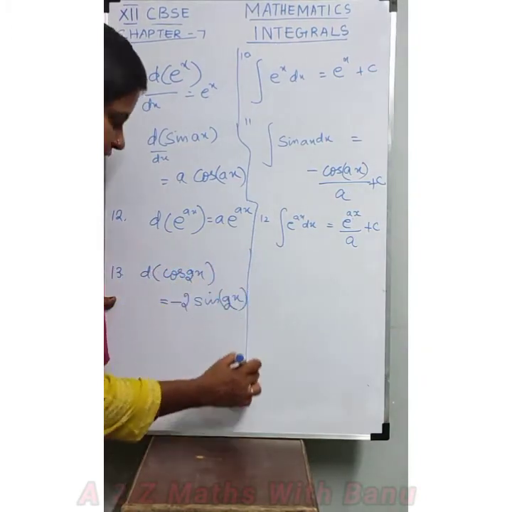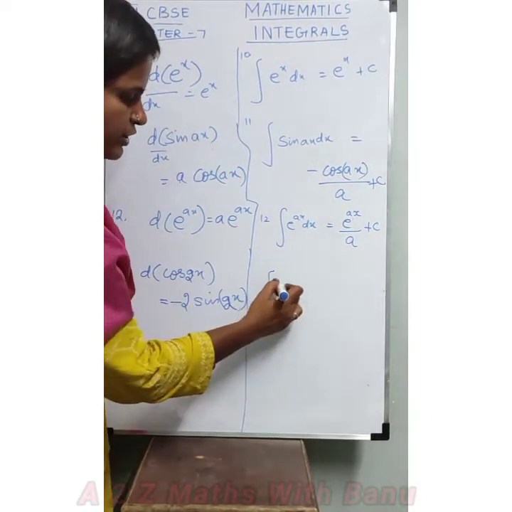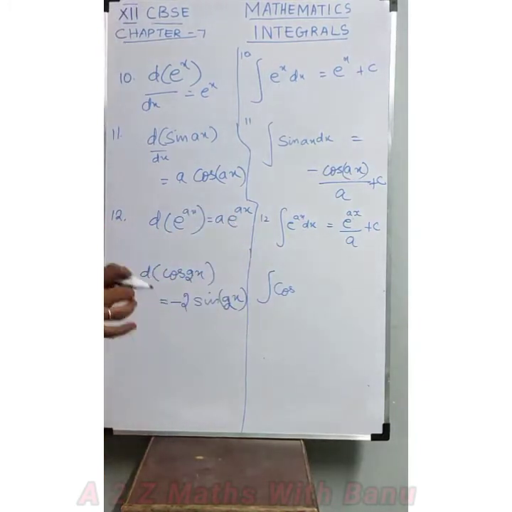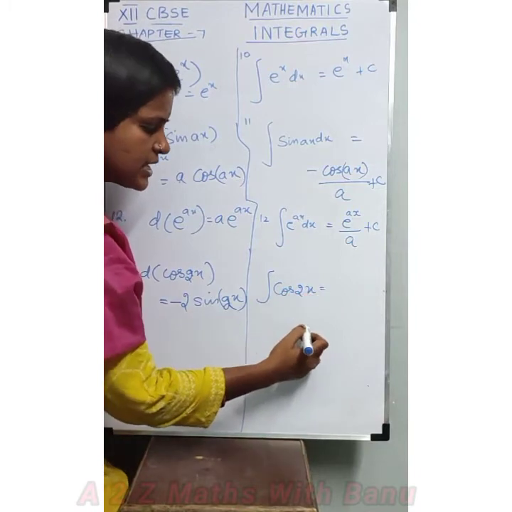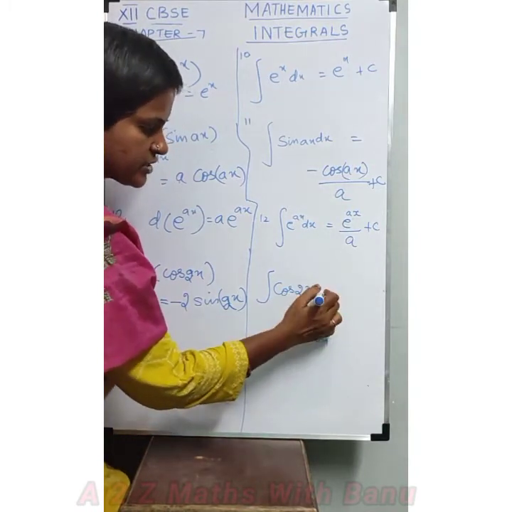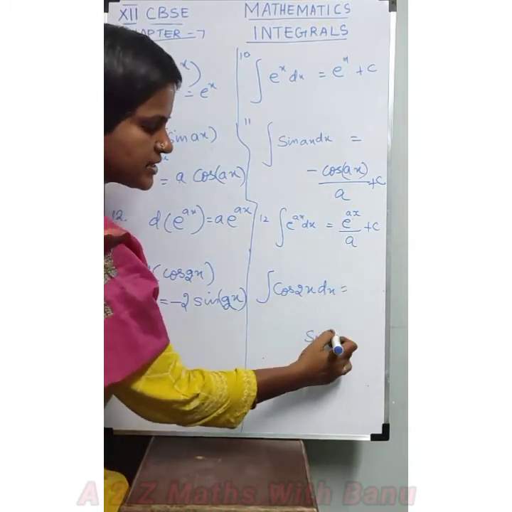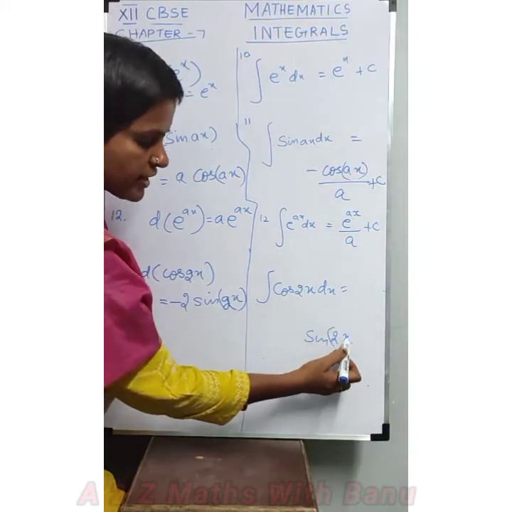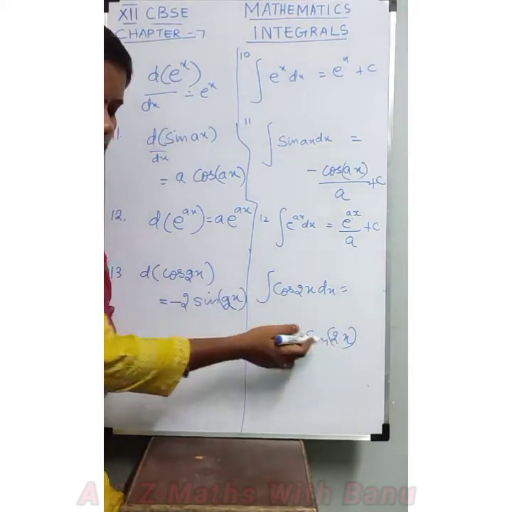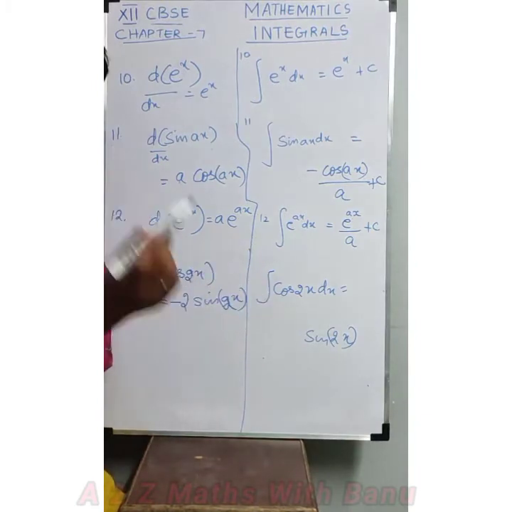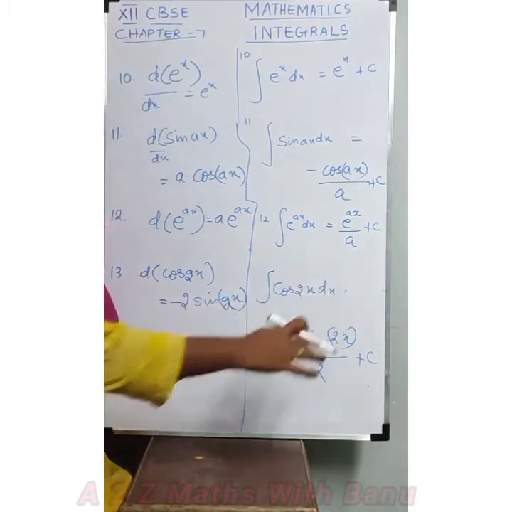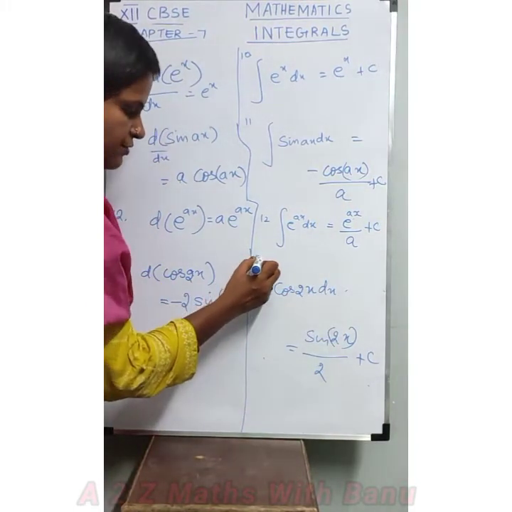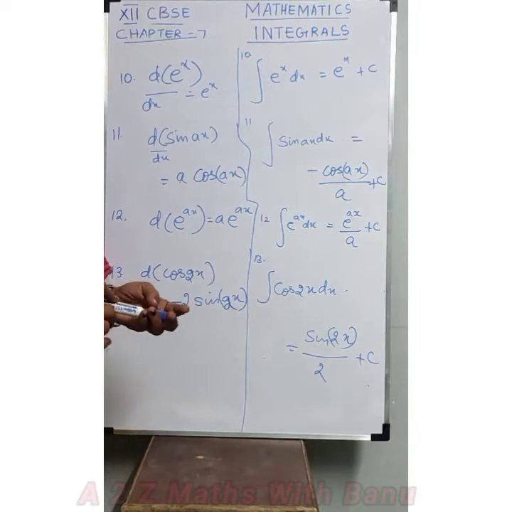Similarly, in the case of integration, we know that the integration of cos x is sin x. So the integration of cos 2x with respect to x is sin 2x, but this is not x itself. This is a function of x, whose differentiation is 2, that has to be divided. So this is how we integrate. So we have gone through 13 formulae under integration.